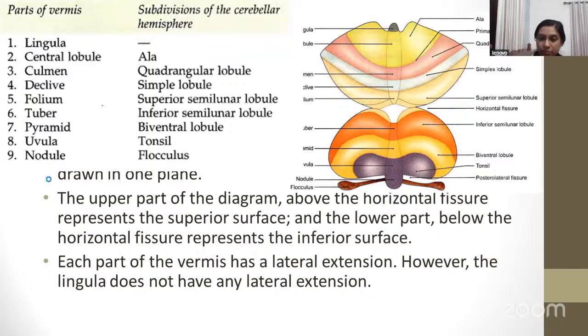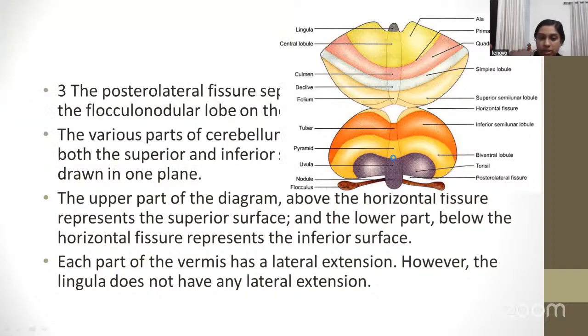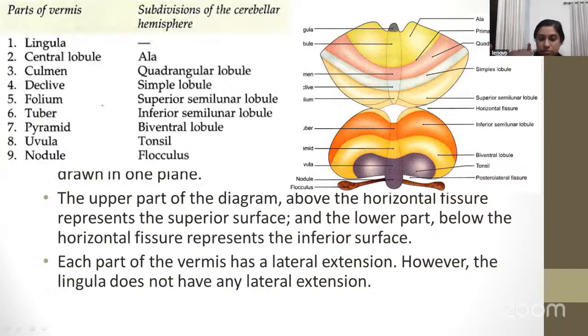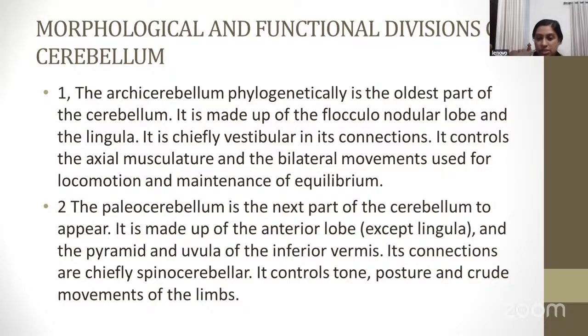Here we have the pyramid and uvula portion of the vermis. These are the part of paleocerebellum. Okay, so the anterior lobe except lingula, and the pyramid and uvula of the inferior vermis are all part of paleocerebellum, and its connections are chiefly spinocerebellar. Okay, and it controls the tone, posture, and the crude movements.